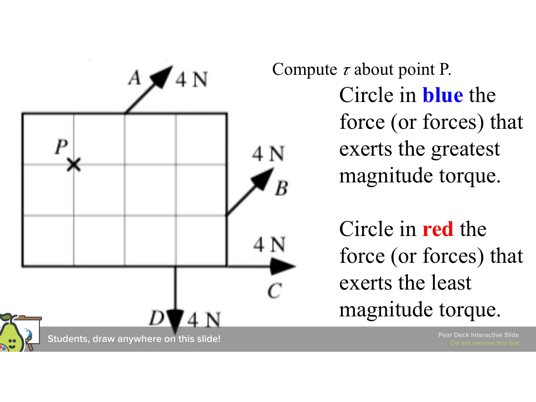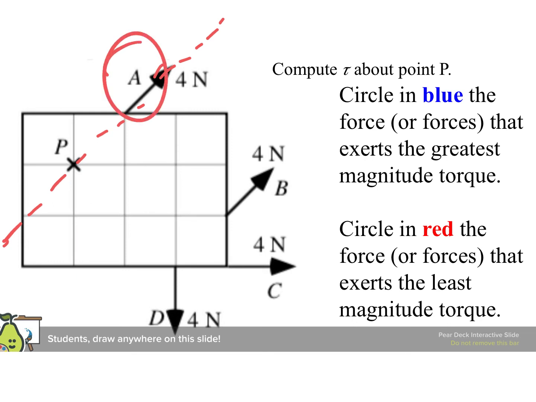All right, so they ask us here, compute tau around point P. So we're going to hold this board or whatever in place right here and spin it around. Circle in blue the force or forces that exert the greatest torque, and in red the force or forces that exert the least torque in magnitude. We can begin by getting the least one, because we can look right away that if we look at A, its line of action will look something like this. In other words, A is pointing away from but through the pivot, which means it exerts 0 torque, which must be the least. So that's it for red.